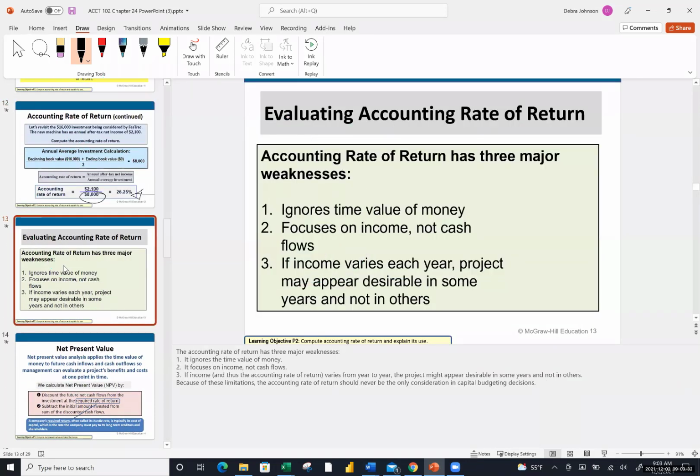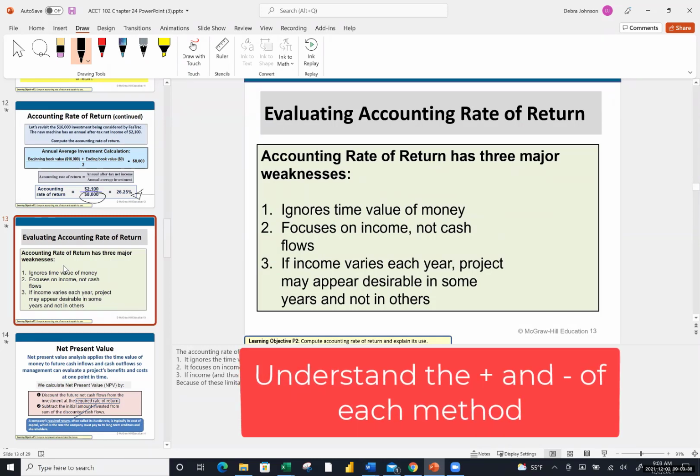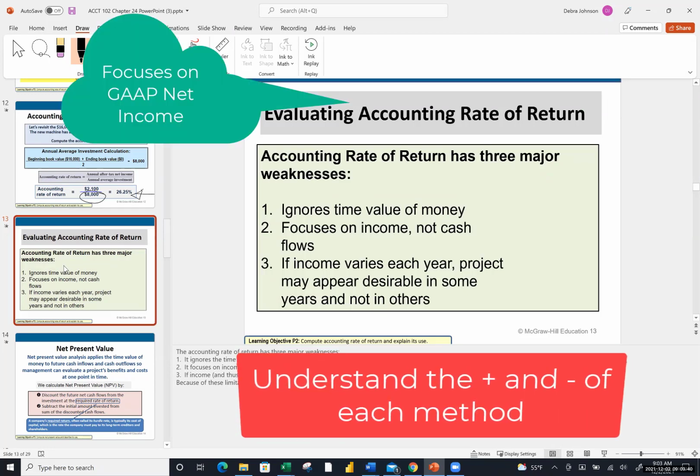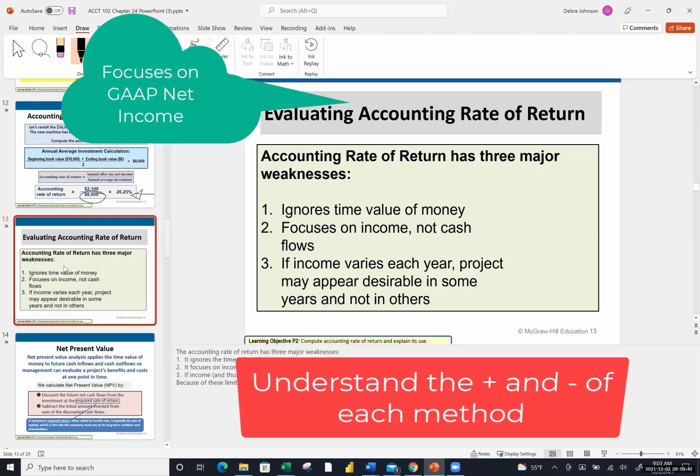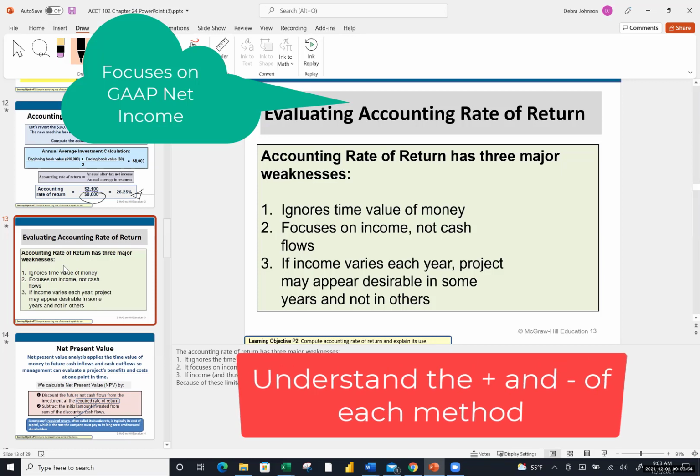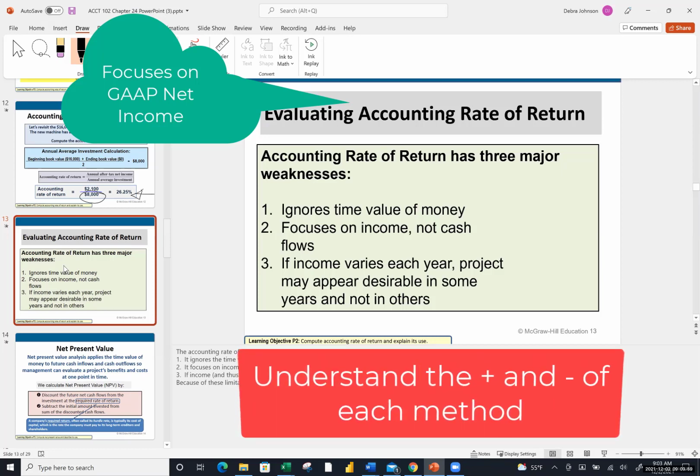Again, always in the back of your mind as you're doing your homework, I want you to be thinking, what are the pluses of this method? What are the minuses of this method? The pluses of this method, I mentioned to you, it is the only method out of the 4 that focuses on GAAP net income. And because GAAP net income is really important to shareholders, as well as the people who run the company, they probably have compensation tied to net income. That would be a good reason for using the accounting rate of return.